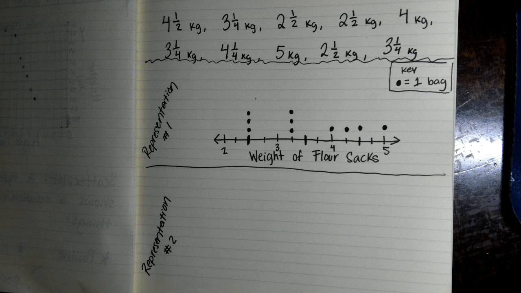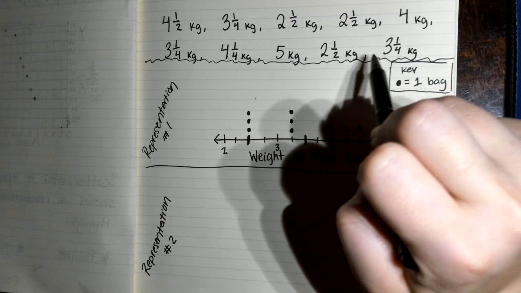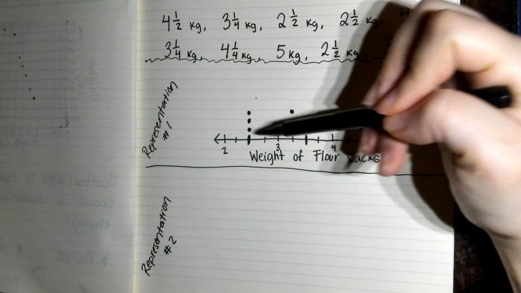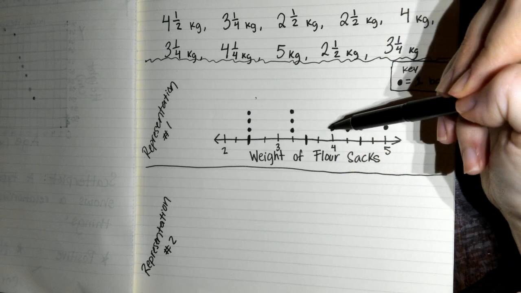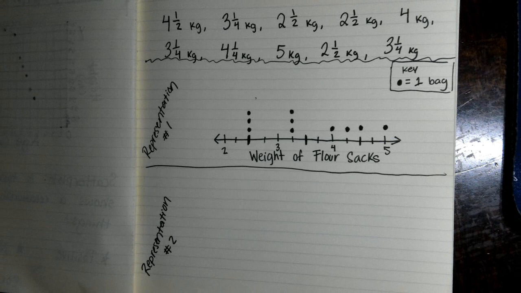And to make sure we did everything correctly, we know that there was how many numbers up here? How many sacks of flour? 10. So we should have 10 dots here. 1, 2, 3, 4, 5, 6, 7, 8, 9, 10. Perfect. Your dot plot is done.